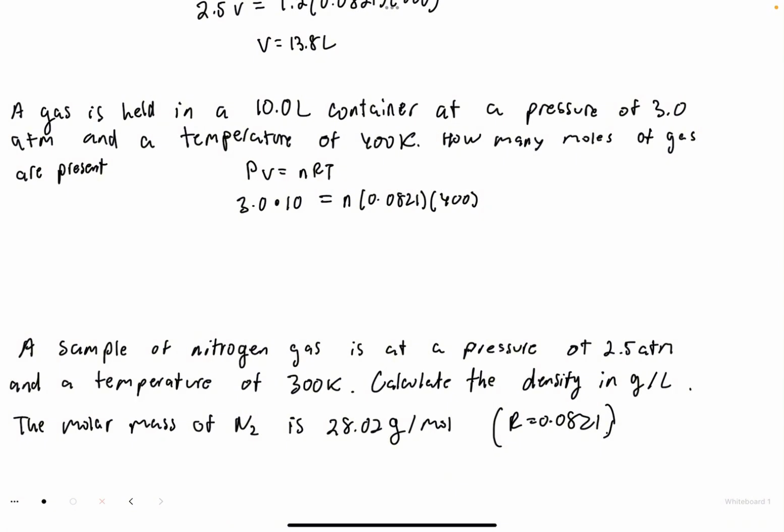So be careful, the R value can change. It's not always going to be 0.0821. It's only that value when the pressure is in ATM, so it can change. To calculate this, we would have 30 equals, and we just have to multiply these values out. And so you get roughly 0.91 moles.